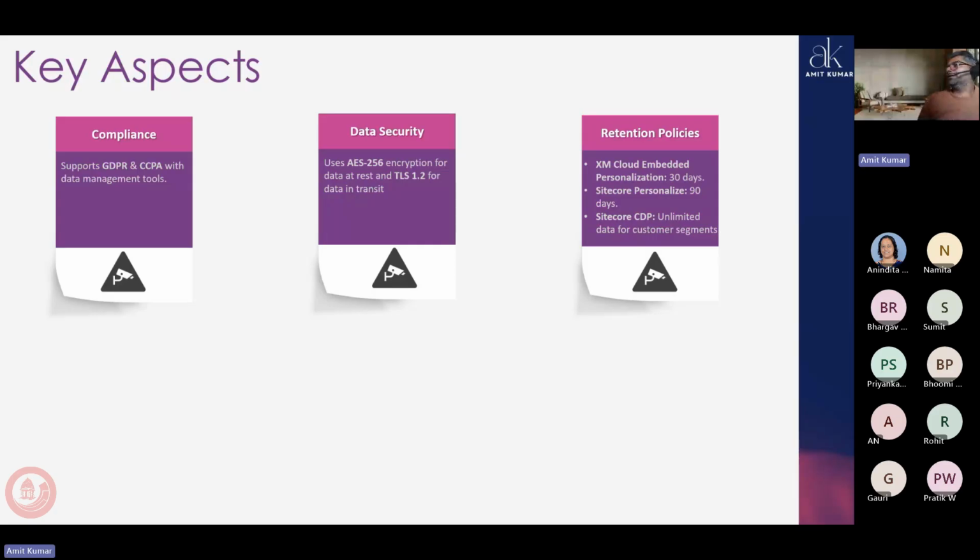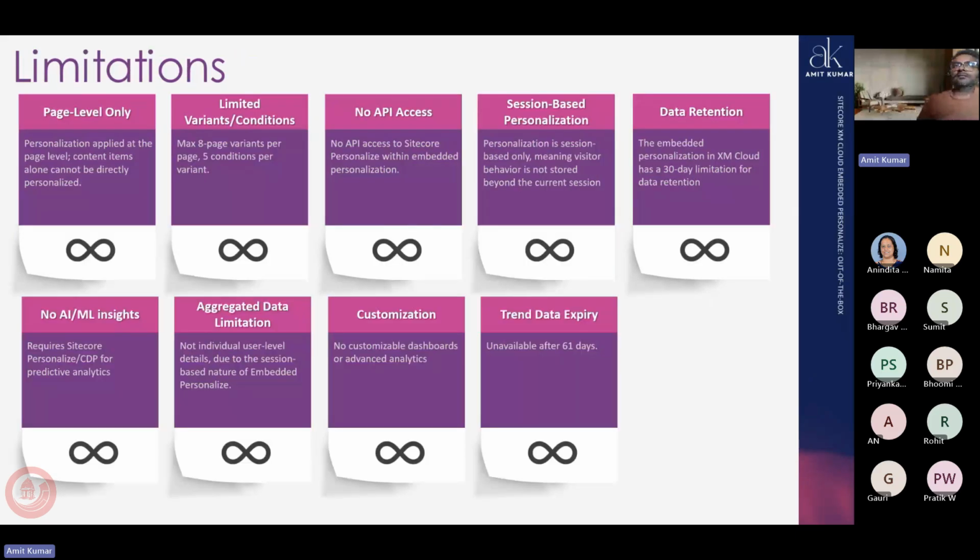Limitations, right? I was explaining it only gives you page level personalization. How I was showing the EU condition, Asia condition, and India condition. Limited variants are present. You can't use more than 8 page variants. API access is not there. You can't track any clicks of the users, or if you want tracking of a video playing or something like that, you can't do that.